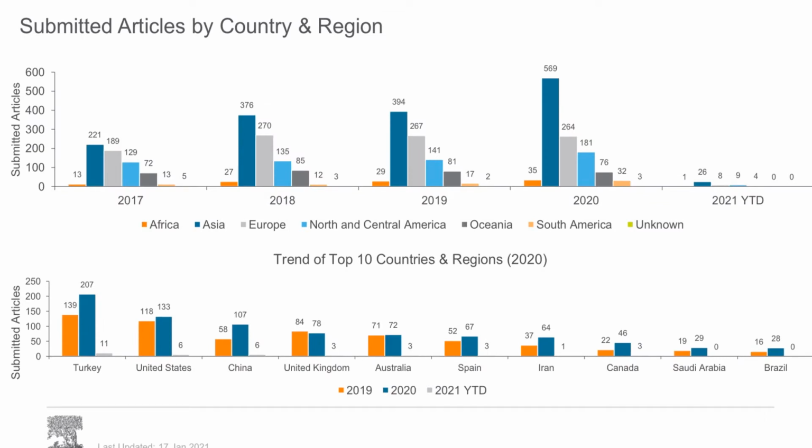Just to give you some idea of where our articles come from, this is the trend of the top 10 countries and regions in 2020. You can see that a great deal of our content comes from Asia, and indeed the country which submits most manuscripts is Turkey, followed by the United States, then China and United Kingdom and Australia, and some other countries below that. This of course isn't all the countries that submit, these are the top 10. You also notice that the number of submissions from Asia has increased over the years very noticeably.